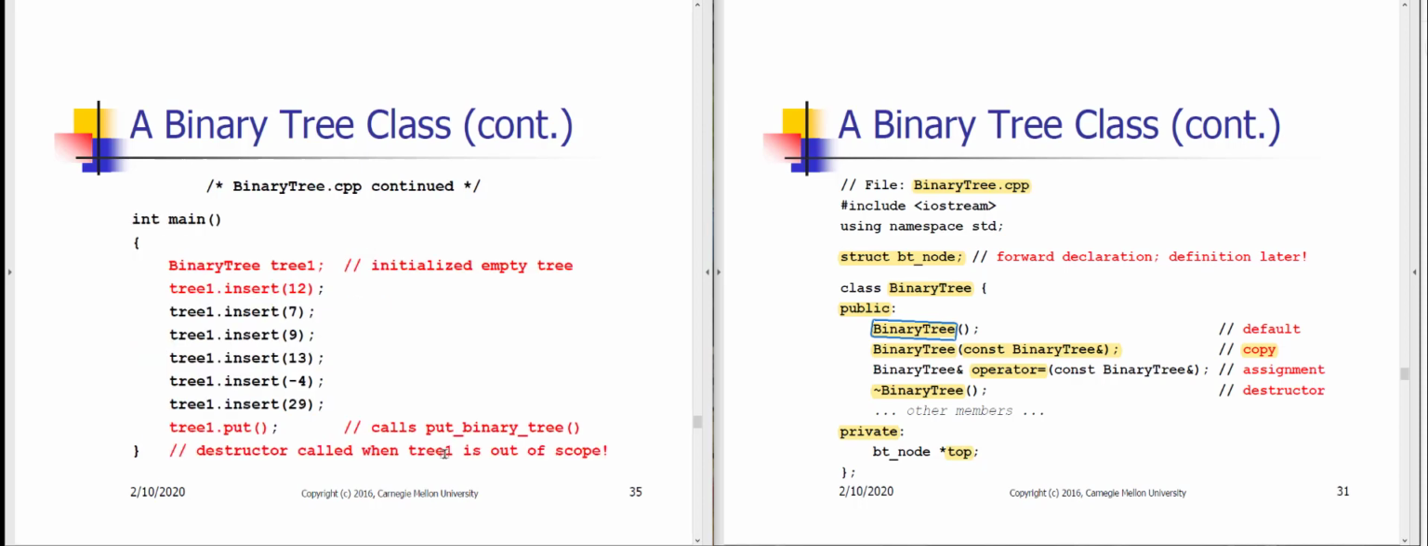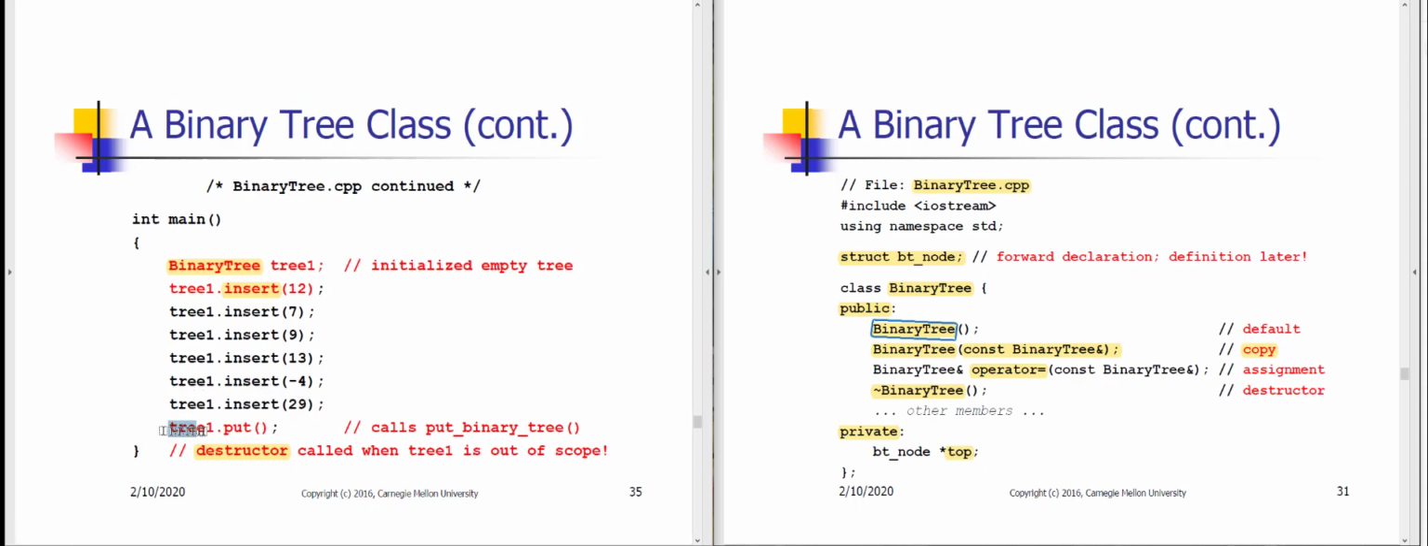Then, continuing on, here's what our application can look like once we have defined the default constructor and the insert member function, as well as the destructor. Okay, so this code in main says tree1 is a binary tree object. Initially it's empty. Into tree1 I'm going to insert a 12, then insert a 7, then a 9, 13, minus 4, 29. So that will build in memory the binary tree linked data structure that we saw on slide 30.